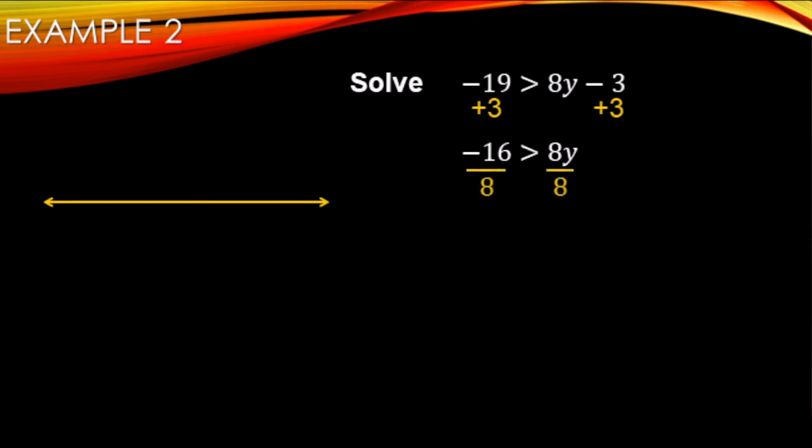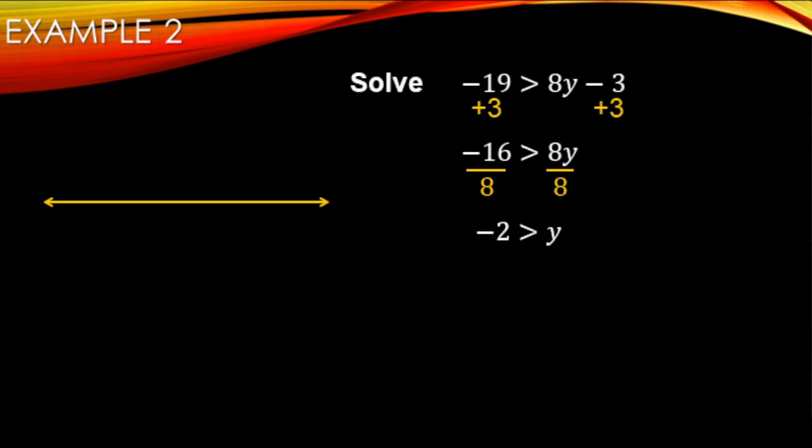We are dividing by a positive, so we're not going to be switching the direction of the inequality. So negative divided by positive is negative, and then 16 divided by 8 is 2, and then 8 over 8 is just 1y written right there.